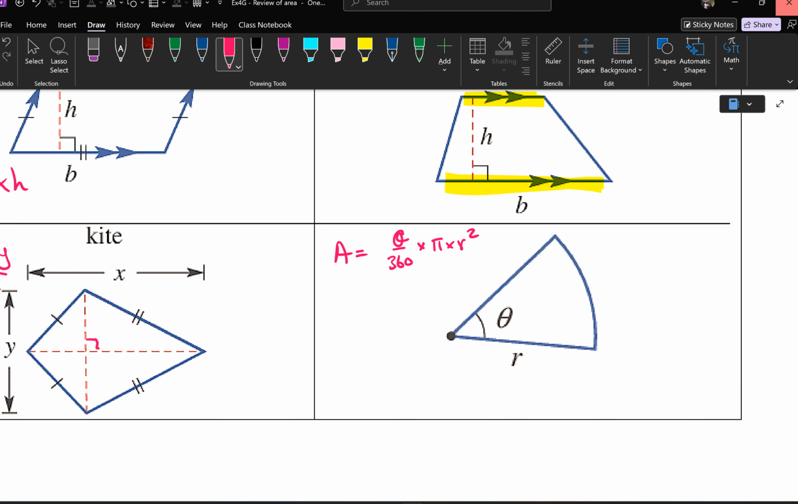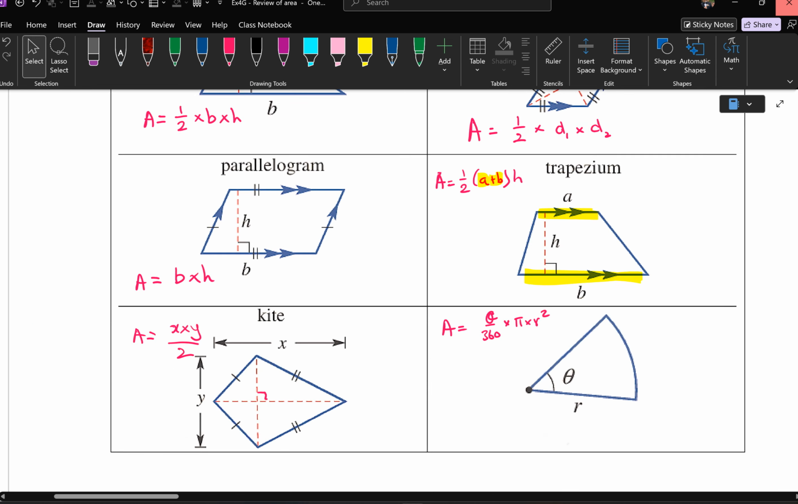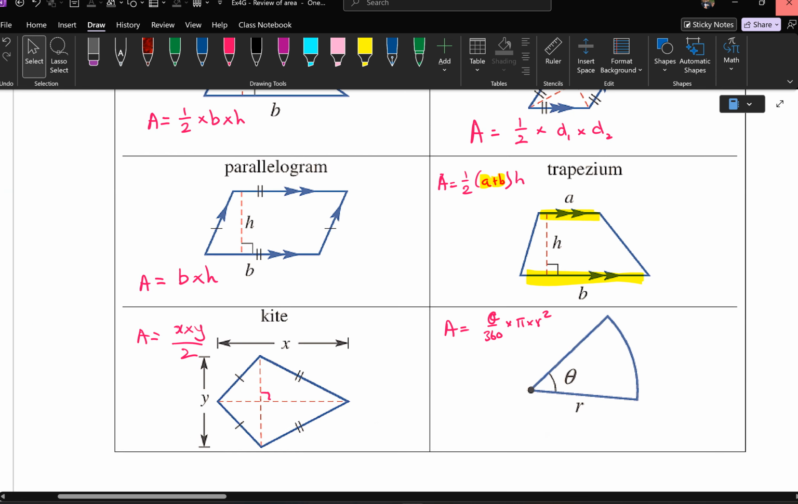Beautiful. Pi r squared is for a full circle. Oh, yeah. Pi r squared is for a full circle, and theta is your angle. So when you have a partial circle, it means out of 360, you've got a part of it. So you take a proportion of your full circle. Those are the formulas for the things that you need for today's lesson.